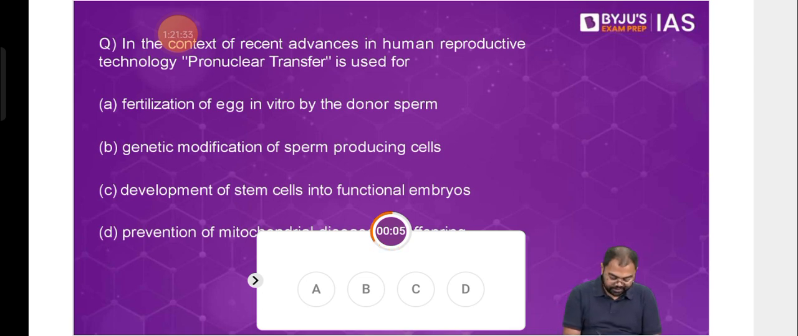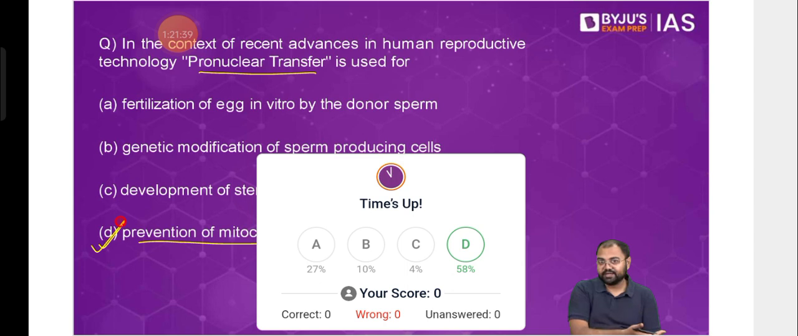So 58% of you have marked D, which is the correct answer. Prevention of mitochondrial diseases. That is what basically we are doing. If there is mitochondrial disease in the mother, we don't want it to transfer to the child, and that's why we are using the concept of three parents baby.